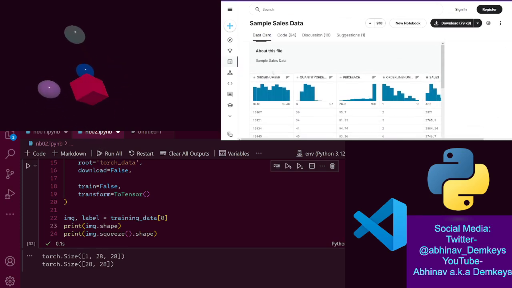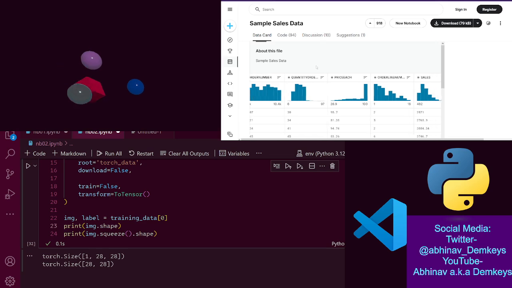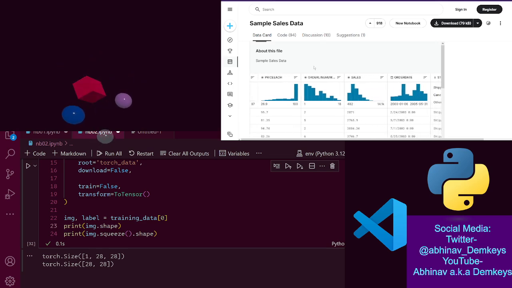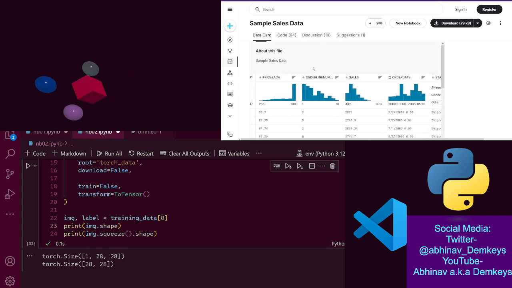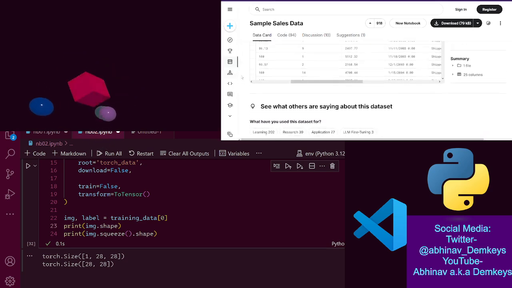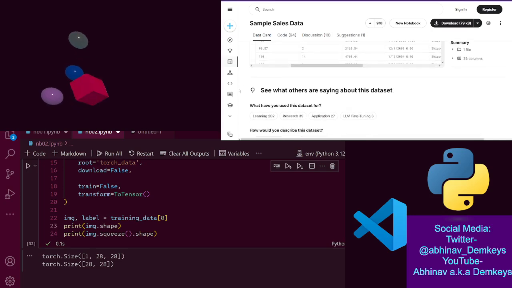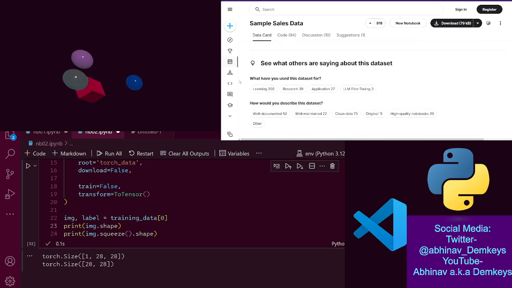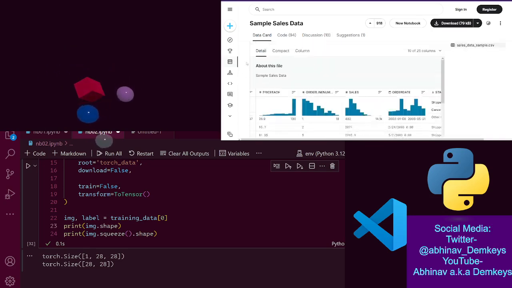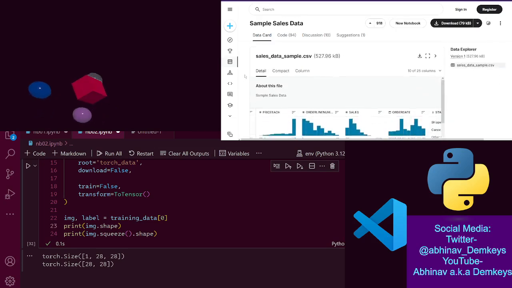Hold up. Okay, yeah, here it is. So: order number, quantity ordered, price each, order. Are the column names mentioned? There was a thing somewhere where you could see just the column names. I remember, I just don't remember where it was.